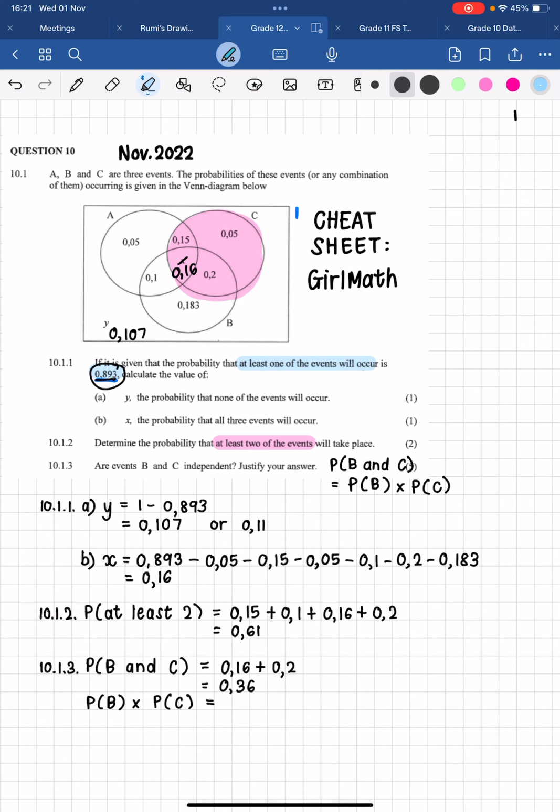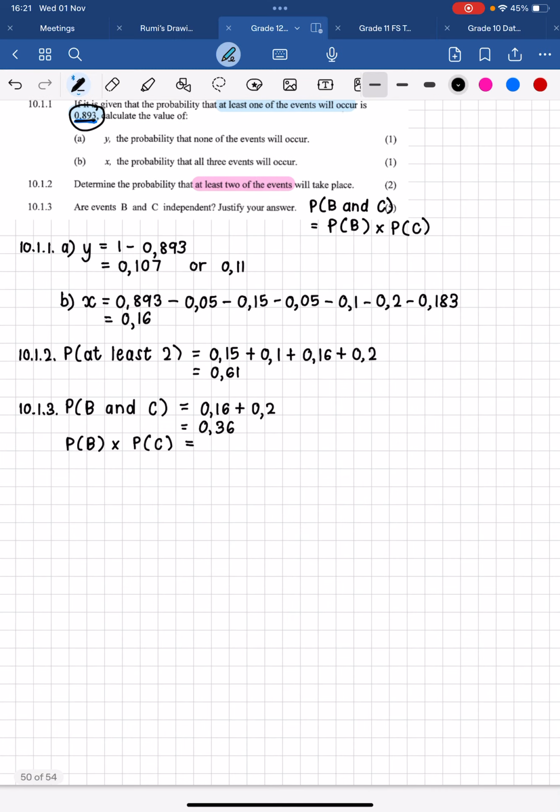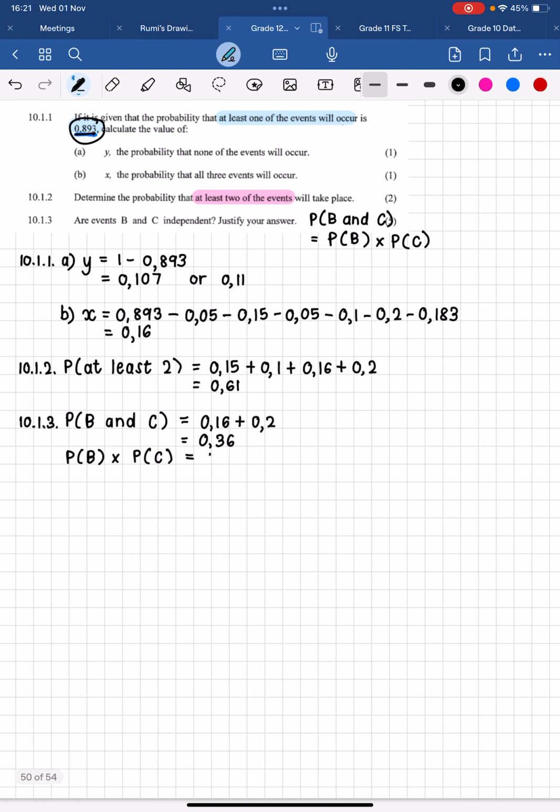And when we need to find the probability of B, that is going to be all of this, right? The entire B circle. Okay, so we're going to say 0,1 plus 0,16 plus 0,2 plus 0,183. You add all four of those values together, and you are going to get 0,643.